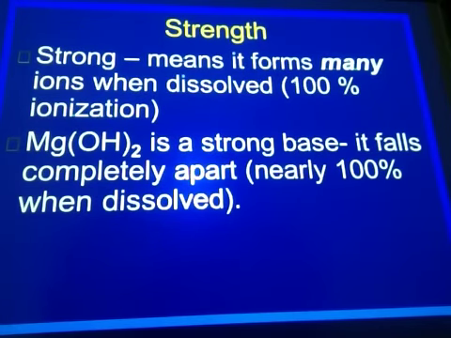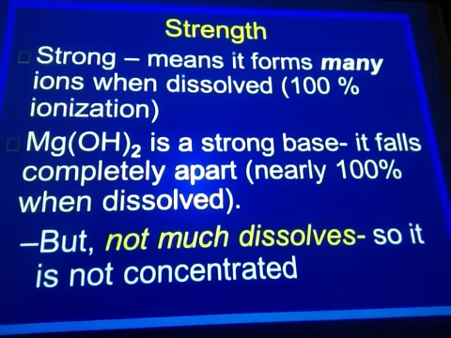MgOH2 is magnesium hydroxide. Actually, guys, that should say calcium hydroxide. So let's pretend like this does not say Mg. Let's pretend like it actually says Ca. So calcium hydroxide is a strong base, falls completely apart, so nearly or almost, if not all, 100% of it will dissociate into ions when it dissolves.